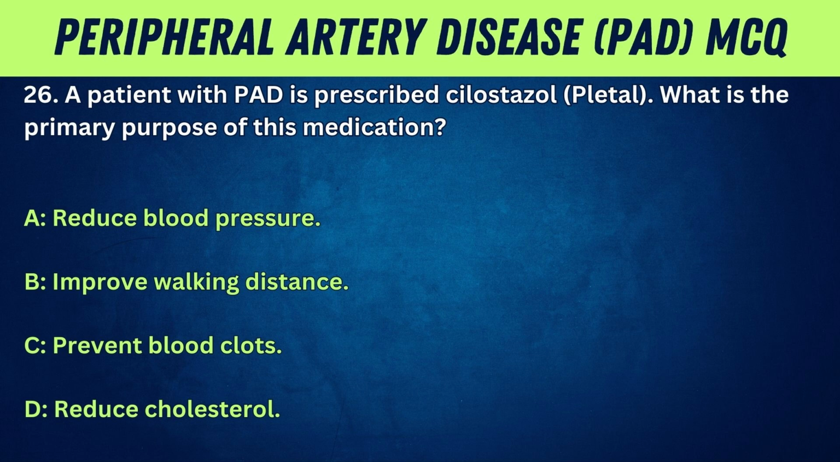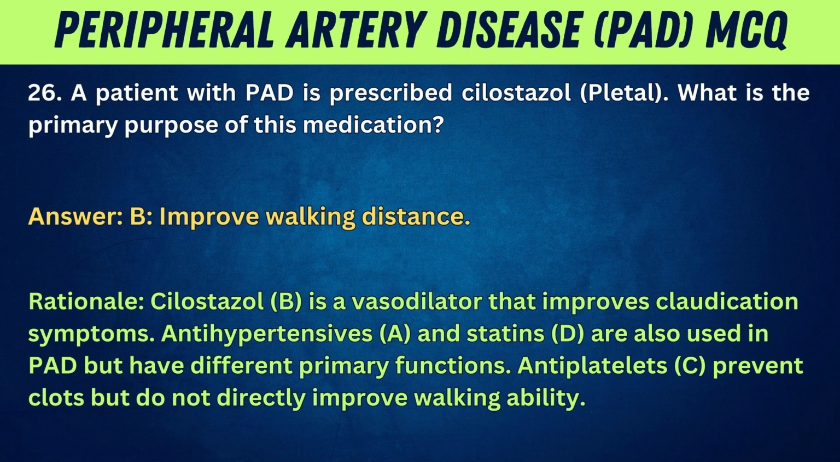A. Reduce blood pressure. B. Improve walking distance. C. Prevent blood clots. D. Reduce cholesterol. Answer: B. Improve walking distance. Rationale: cilostazol, B, is a vasodilator that improves claudication symptoms. Antihypertensives, A, and statins, D, are also used in PAD but have different primary functions. Antiplatelets, C, prevent clots but do not directly improve walking ability.